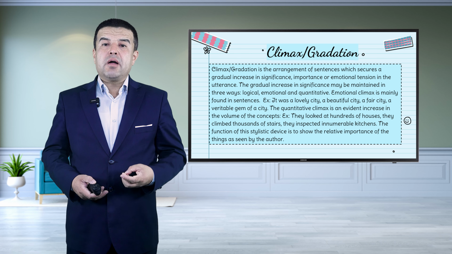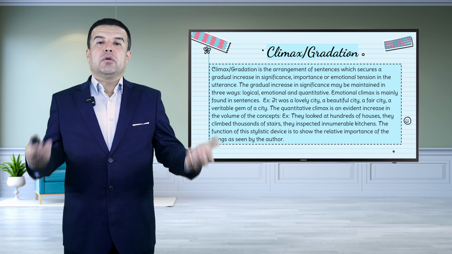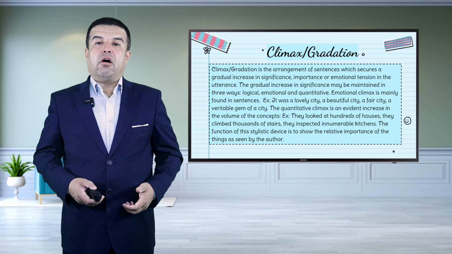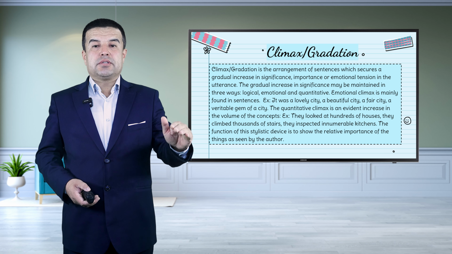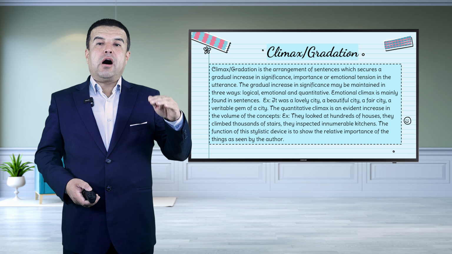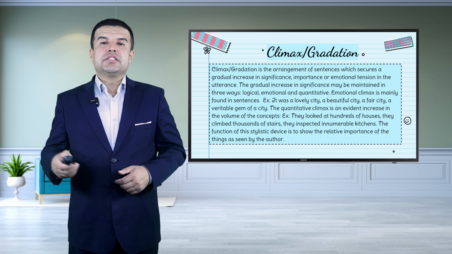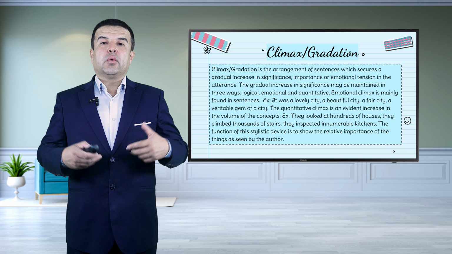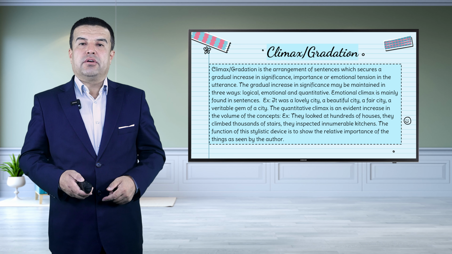The quantitative climax is the evident increase in the volume of the concept. They looked at a hundred houses. They climbed thousands of stairs. They expected innumerable kitchens. The function of this stylistic device is to show the relative importance of things as seen by the author.